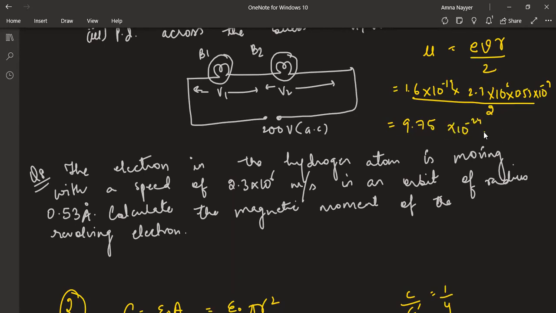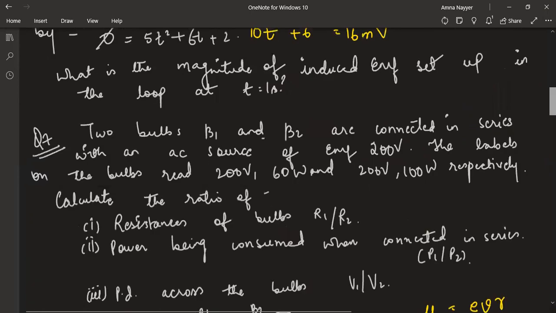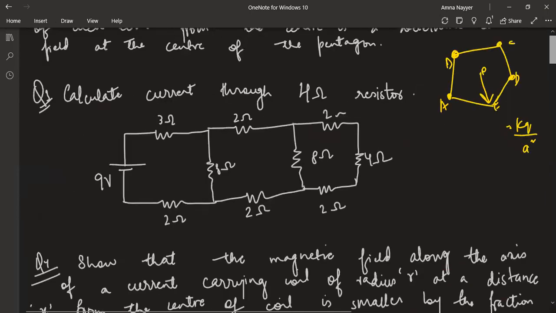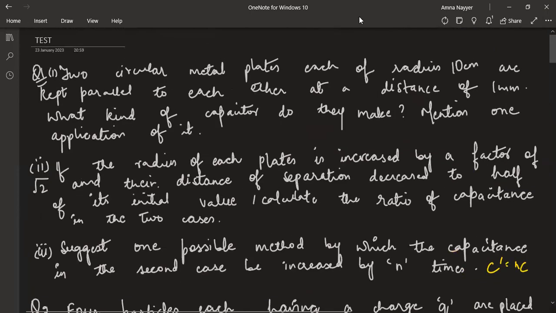Most of you have left this question. Just use this formula, magnetic moment of the revolving electron. So this was all about your paper discussion that I wanted to do today. Tell me, all the questions are clear? Any doubts in the questions which you had attempted, or any solution you want me to repeat, or you want to note down? Is this clear to all of you?